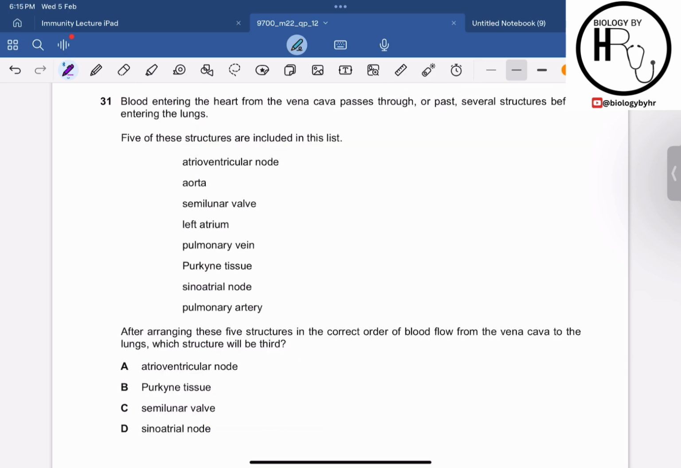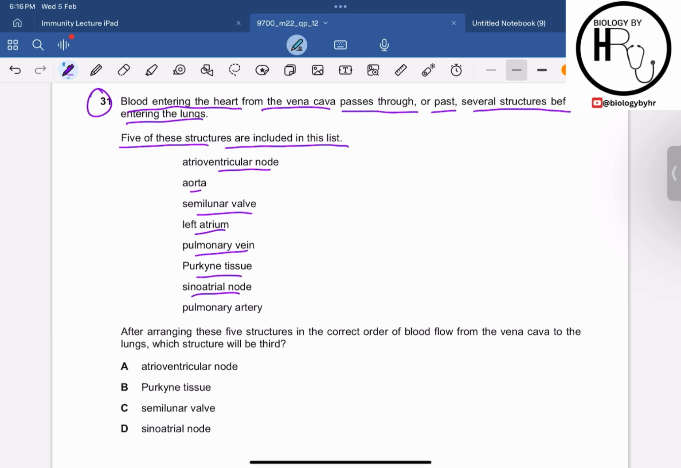Now let's have a look at question 31 over here. Question 31 says that blood entering the heart from the vena cava passes through or past several structures before entering the lungs. Five of these structures are included in the list: atrioventricular node, aorta, semilunar valve, left atrium, pulmonary vein, Purkinje tissue, sinoatrial node, pulmonary artery. After arranging these five structures in the correct order of the blood flow from the vena cava to the lungs, which structure will be third?